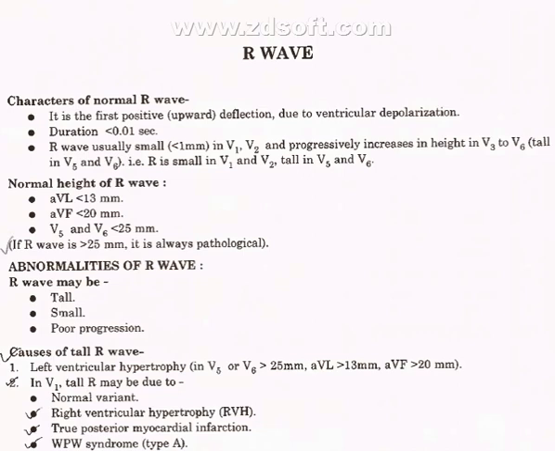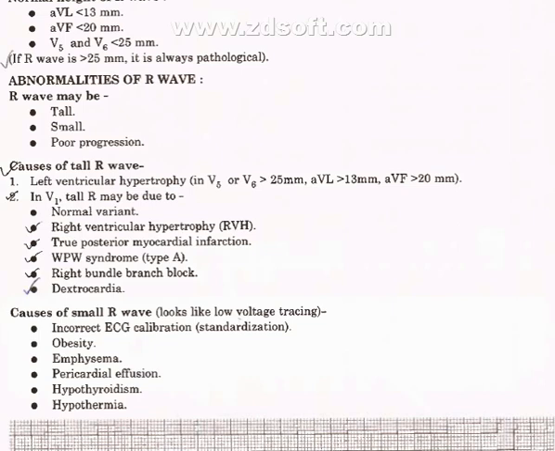Abnormalities of R wave. R wave may be tall, small or show poor progression. Now, causes of tall R wave. That is left ventricular hypertrophy. In V5 or V6, it is more than 25 mm. In aVL, it is more than 13 mm. In aVF, it is more than 20 mm. In V1, tall R may be due to normal variant, right ventricular hypertrophy, true posterior myocardial infarction, WPW syndrome type A, right bundle branch block and dextrocardia.